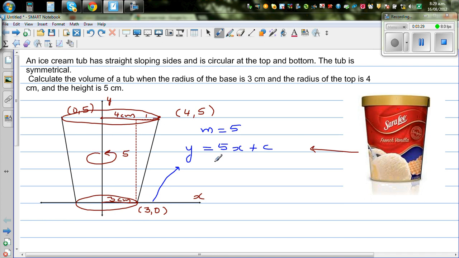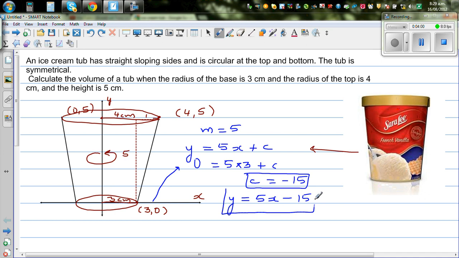Now I can substitute this point because it is a point on the line. When y is 0, x is 3. So I can put 0 in place of y. So 0 is equal to 5 times 3 plus c. I hope you understand c is negative 15. So the equation of this line is y = 5x - 15. If this line is extended, you can visualize it: it will have a negative y-intercept and intersect the y-axis at negative 15. That's what we are trying to say.